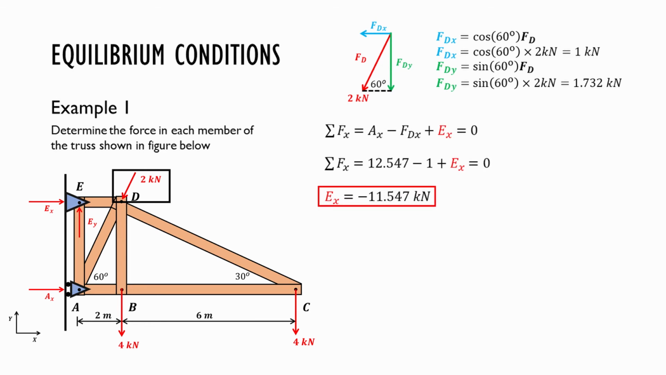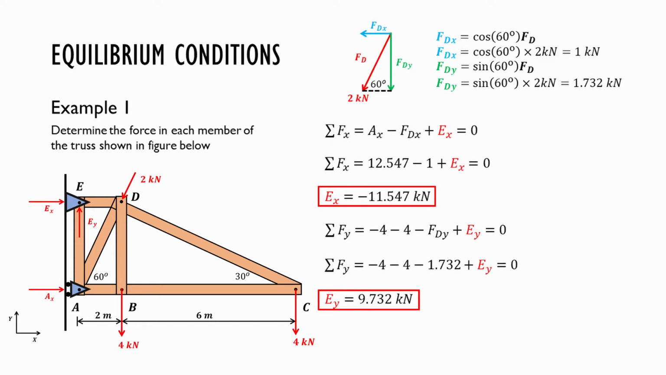Now, sum the forces in the x direction. We have sum Fx equal to Ax minus Fdx plus Ex equal to 0, which gives us Ex equal to negative 11.547 kilonewton. Here, the negative sign means the actual direction of the force is opposite to the direction where the arrow of Ex points. You can keep the original direction of the arrow as long as you keep the negative sign in calculation. So don't get bothered by it.